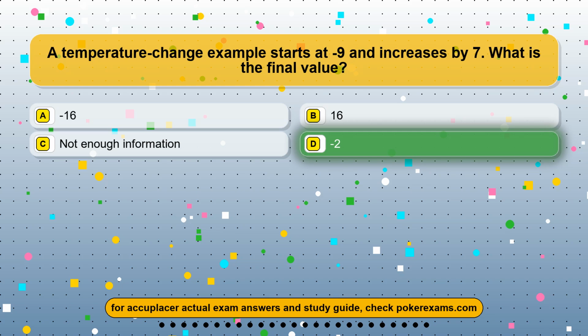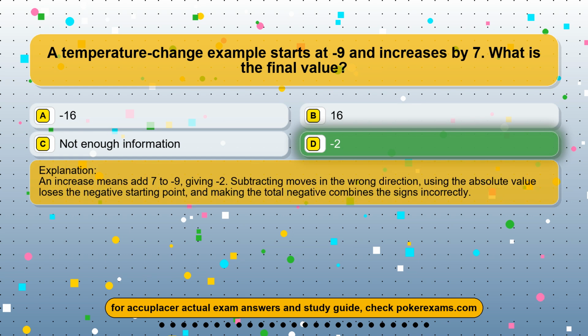The correct answer is option D, -2. An increase means add 7 to -9, giving -2. Subtracting moves in the wrong direction, using the absolute value loses the negative starting point, and making the total negative combines the signs incorrectly.